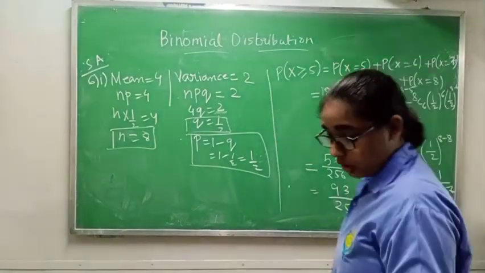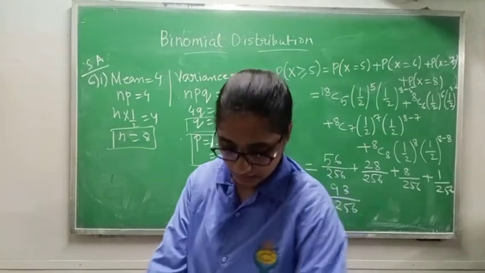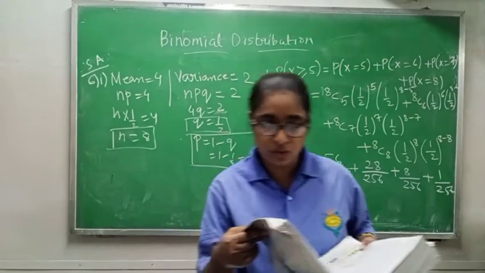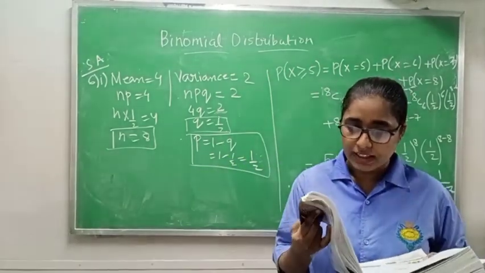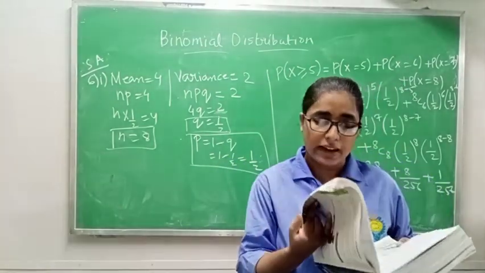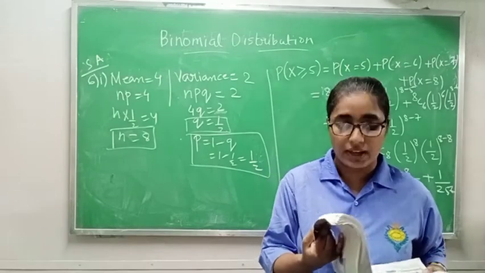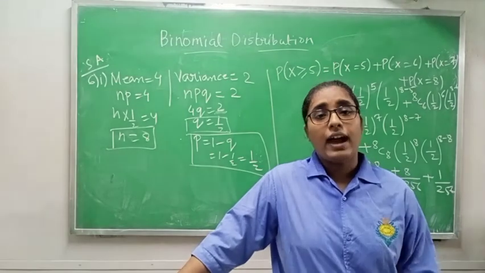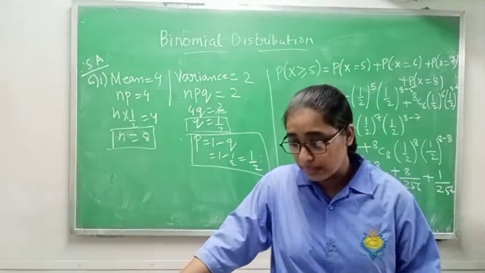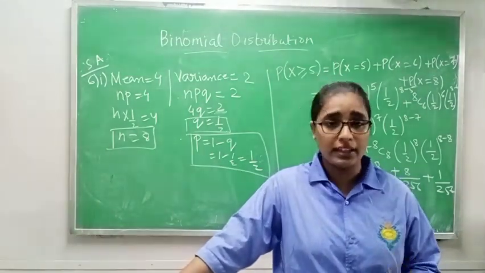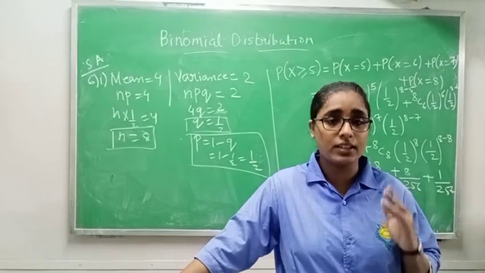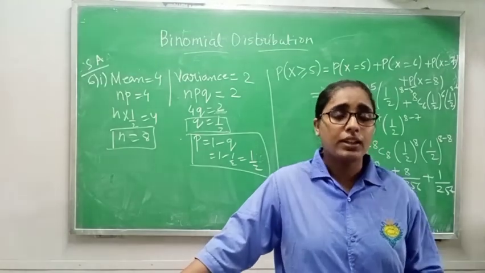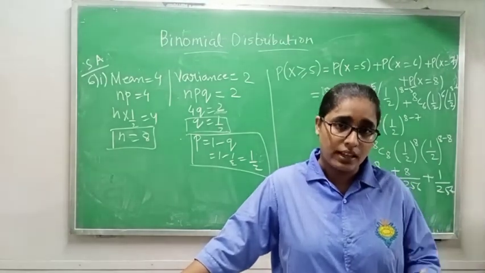See question number, short answer, question number 6.1. It is written, if x follows a binomial distribution with mean 4 and variance 2, find P(x is greater than or equal to 5). So x follows a binomial distribution. Okay, then if mean equals 4 and variance equals 2, find probability x is greater than or equal to 5. X is greater than or equal to 5 means we can take x value 5, 6, 7, 8.